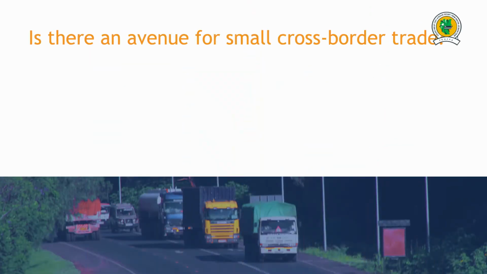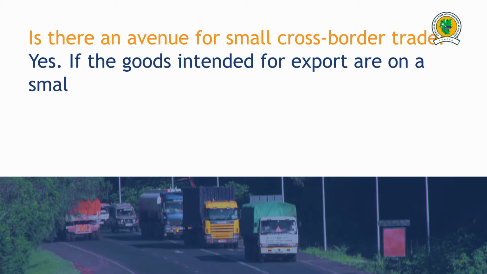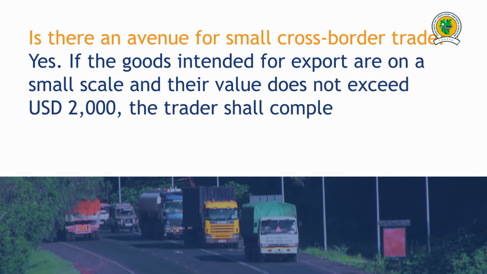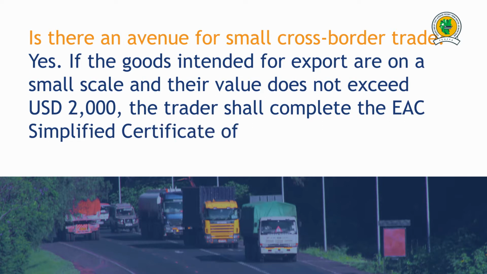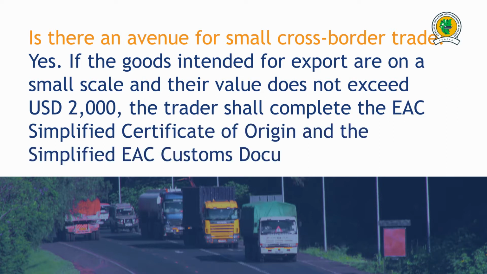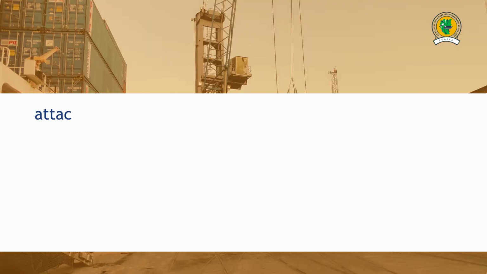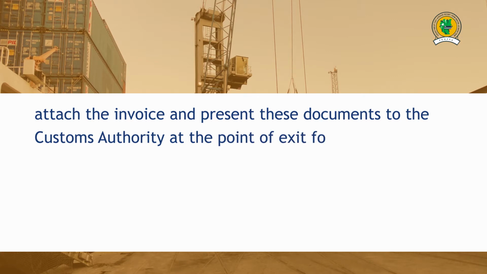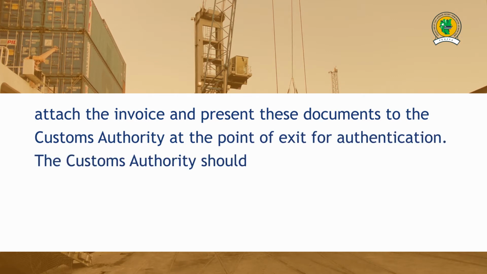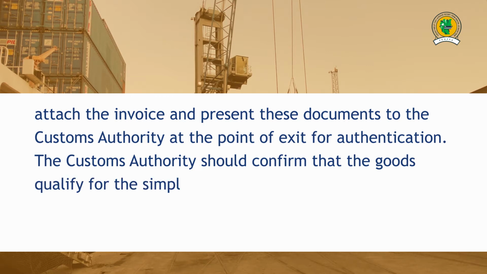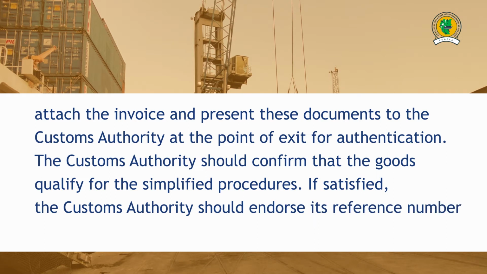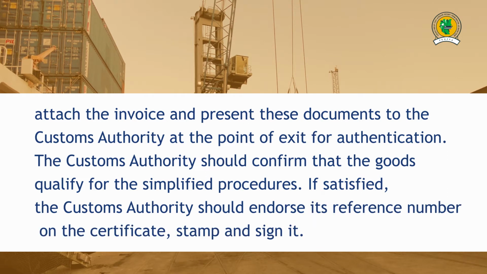Is there an avenue for small cross-border trade? Yes. If the goods intended for export are on a small scale and their value does not exceed $2,000, the trader shall complete the EAC Simplified Certificate of Origin and the Simplified EAC Customs document, attach the invoice, and present these documents to the Customs Authority at the point of exit for authentication. The Customs Authority should confirm that the goods qualify for the simplified procedures. If satisfied, the Customs Authority should endorse its reference number on the certificate, stamp, and sign it.